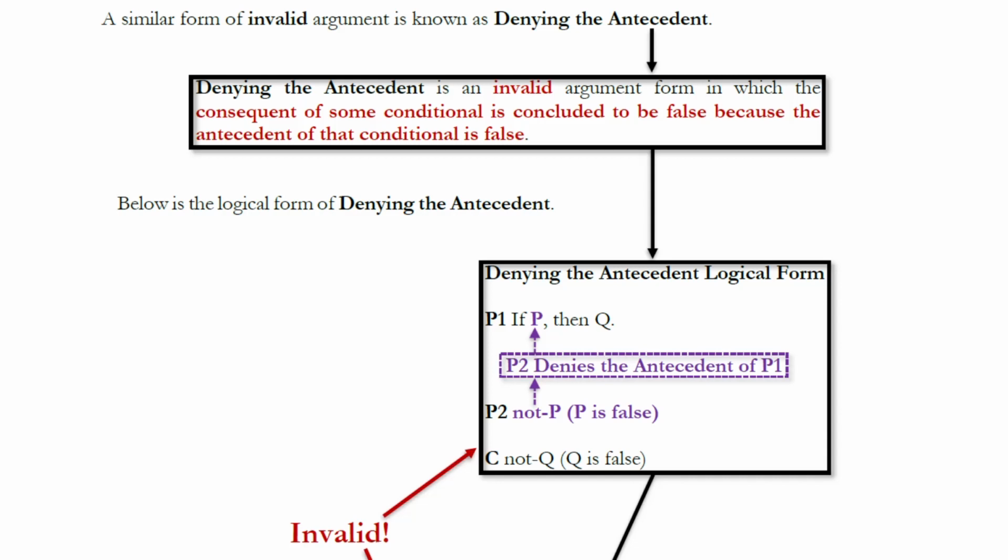Yet, this argument treats P as if it were a necessary condition for Q. It assumes that without P being true, Q cannot be true. But that just is not the case. So, even if, as claimed in premise 2, we know that P is false, that does not mean that Q is necessarily false. So, this is an invalid argument form.